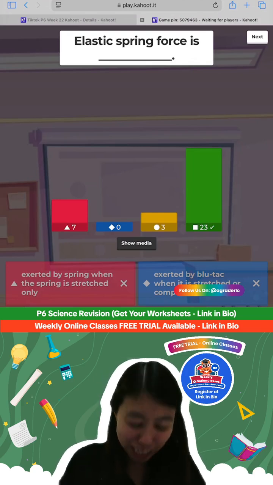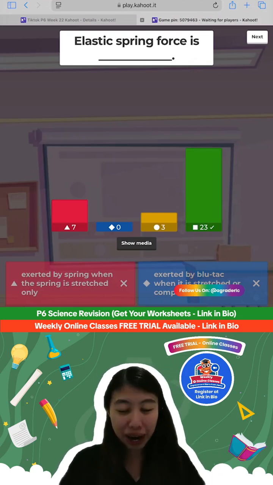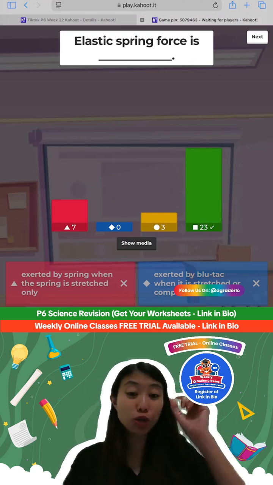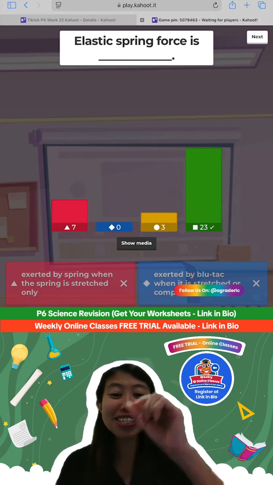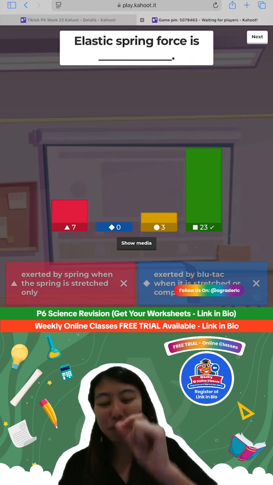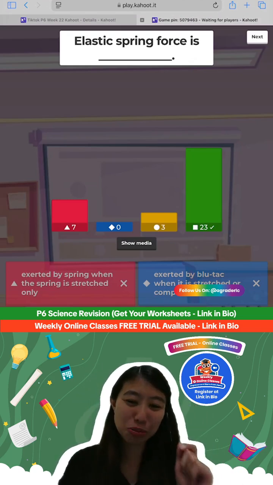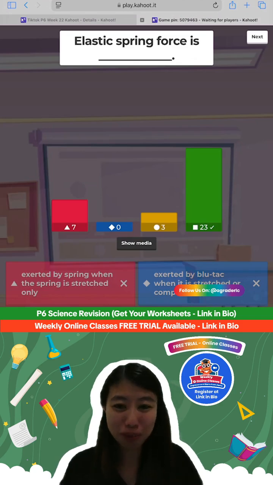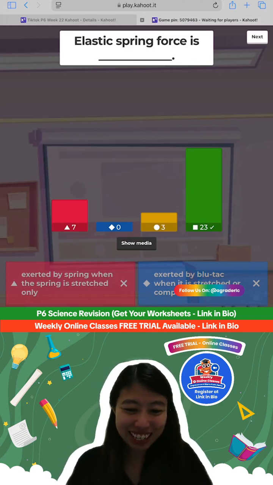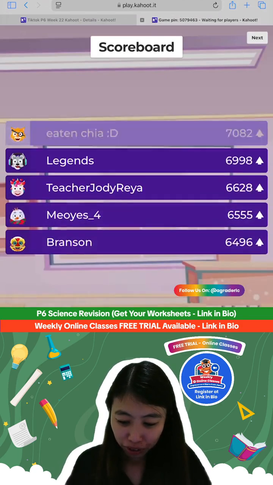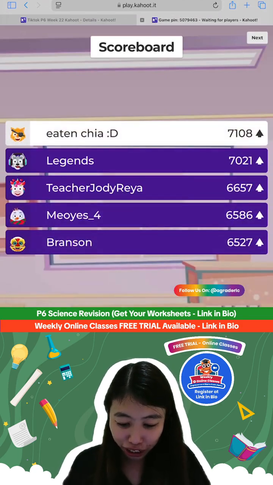Okay, everybody, elastic spring force is the green color one, exerted by a spring. As long as the spring is stretched or compressed, it can exert elastic spring force on the object that's stretching or compressing it. Okay? Alright, so good. Oh, Ethan Chia, Legends.